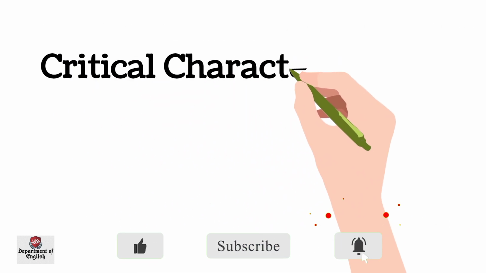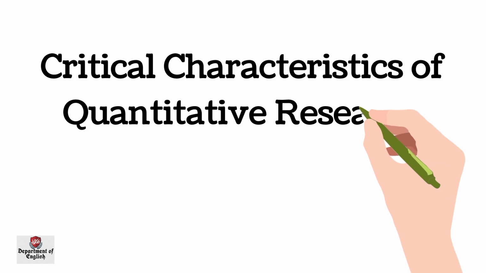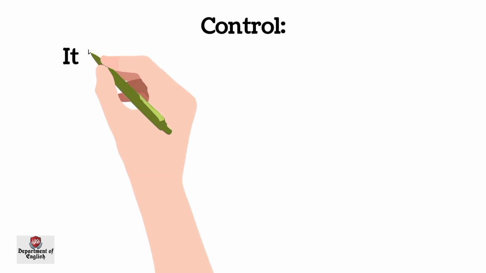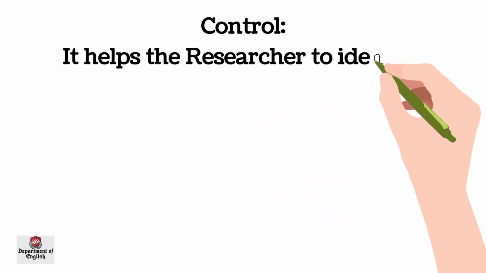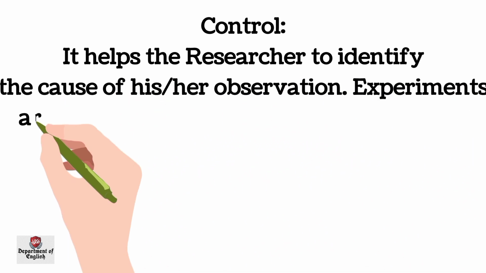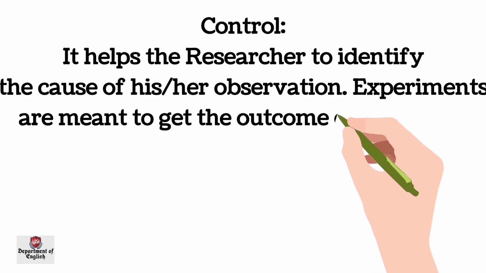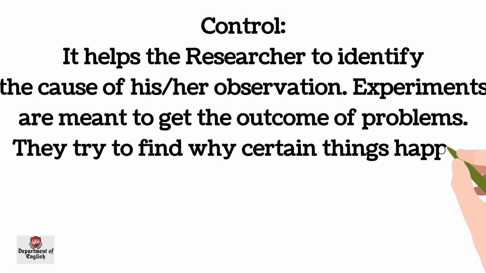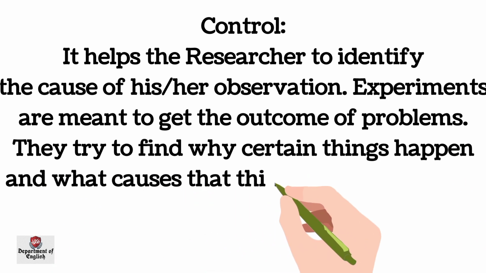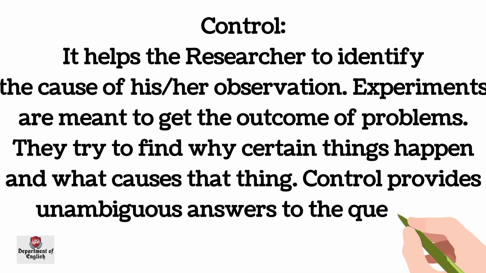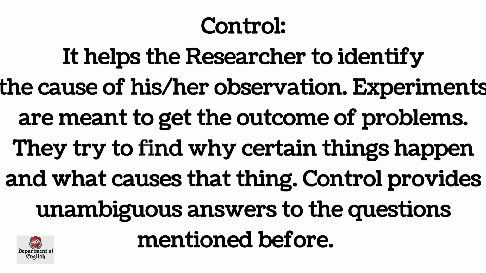Critical characteristics of quantitative research methodology. Control. It helps the researcher to identify the cause of his or her observation. Experiments are meant to get the outcome of problems. They try to find why certain things happen and what causes that thing. Control provides unambiguous answers to the questions mentioned before.